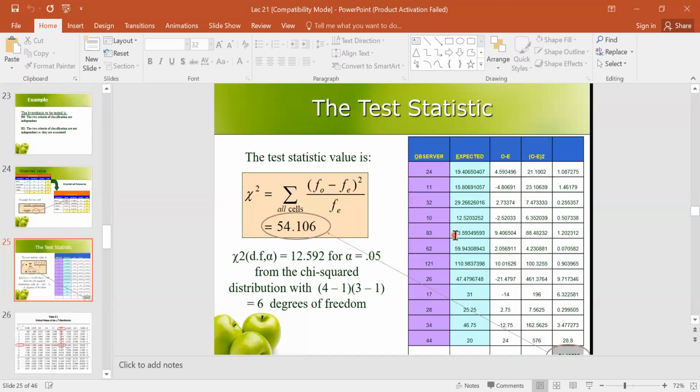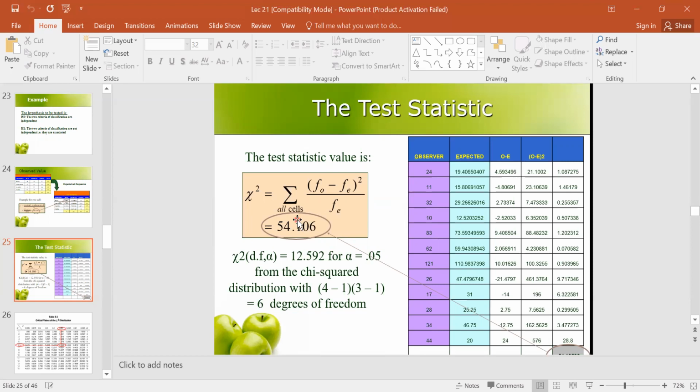Now we can write these in column form. This is our observed frequency column, this is our expected frequency column, and here is the formula. To calculate the values for this formula, we find the observed minus expected count, squared, and then divide it by the expected frequency. After that we total this column, and the answer becomes our calculated chi-square. In this case, we have 54.106 as the answer of this calculation. So this is our calculated value.